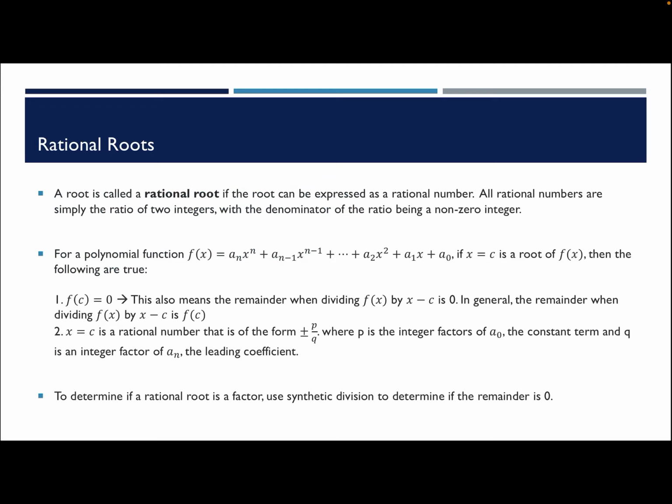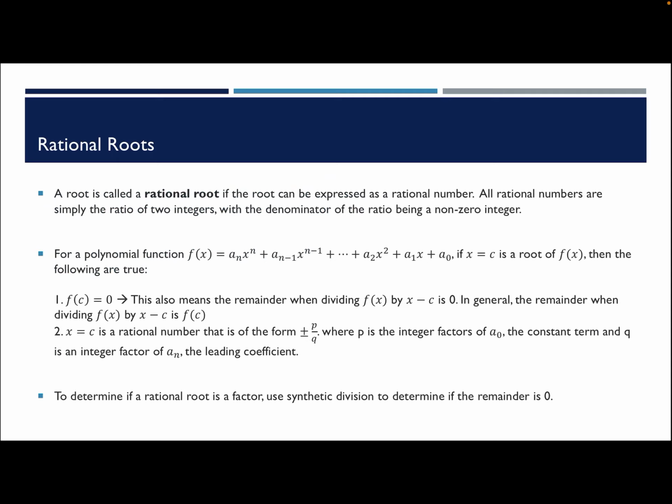And x equals c is just a rational number that is of the form plus or minus p divided by q. P is the integer factors of the constant term, and q are the integer factors of the leading coefficient.